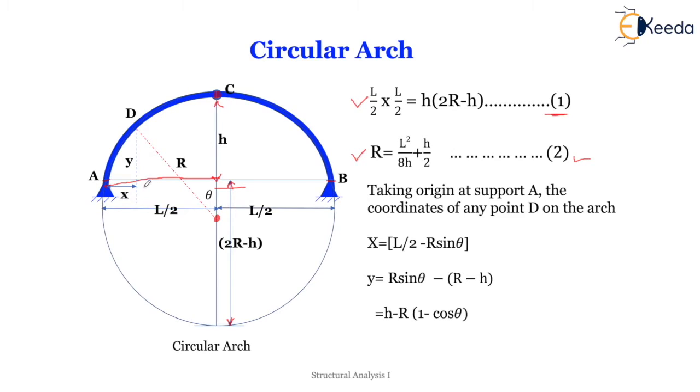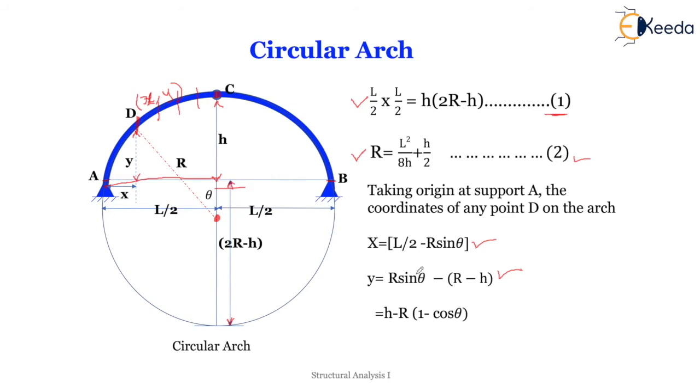Now let us consider the origin at support A, and let us consider any point D anywhere on the arch. What are the X and Y distances for this point D, and what are the formulas to find them? Considering origin A and the coordinates at point D, we get X as L by 2 minus R sine theta, and the Y distance.